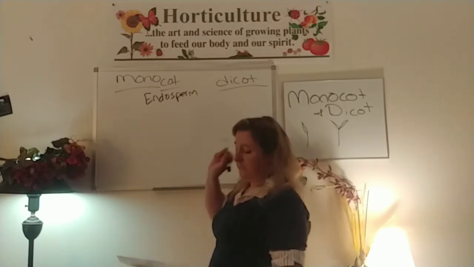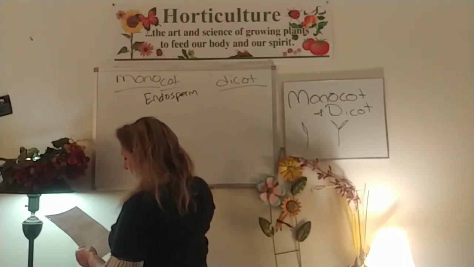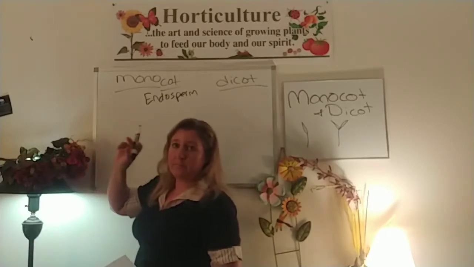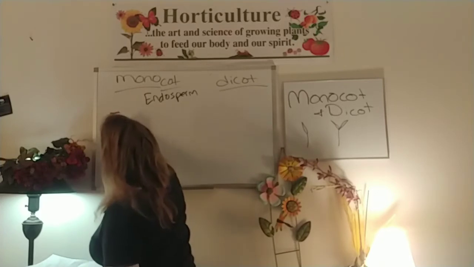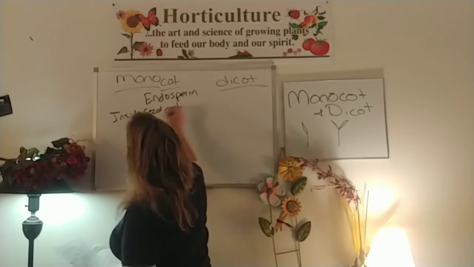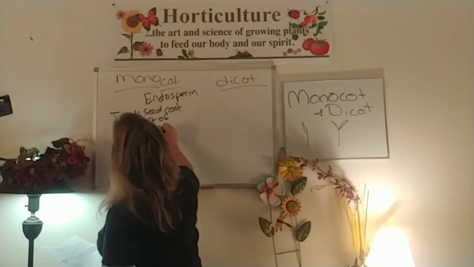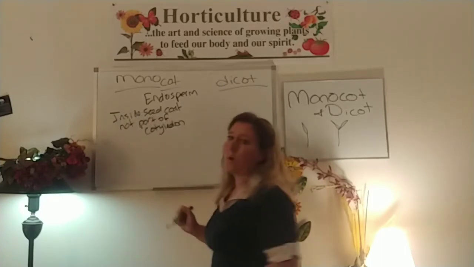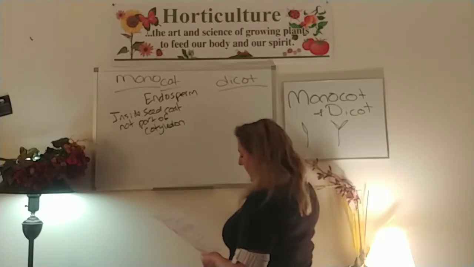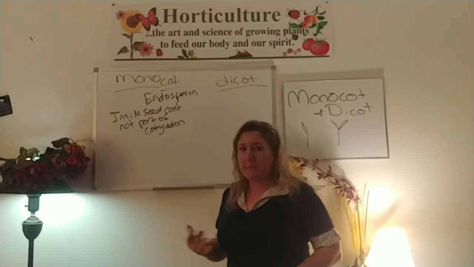So in a monocot, the endosperm is, I don't want to say this, it sounds complicated, but it's not. It's separate from the embryo, but it's inside the seed coat. But not part, let's just say not part of the cotyledon. So we know the cotyledon's a baby plant. All right. So in the dicot, it's actually part of the cotyledon. So it's actually part of the baby plant itself.